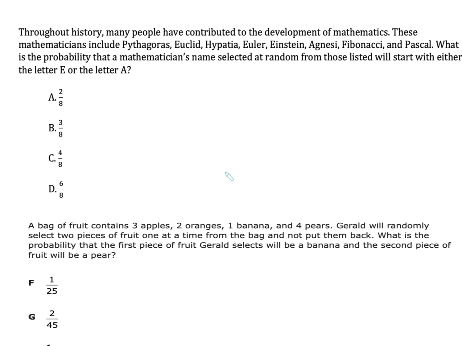Now, there are some types of probability questions that are called conditional probability. And these two questions represent those. So it says, throughout history, many people have contributed to the development of mathematics. These mathematicians include Pythagoras, Euclid, Hypatia, Euler, Einstein, Agassi, Fibonacci, and Pascal. What is the probability that a mathematician's name selected at random from those listed will start with either the letter E or A? So they wanted E or A.